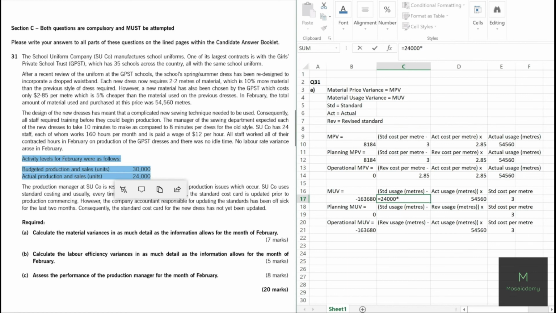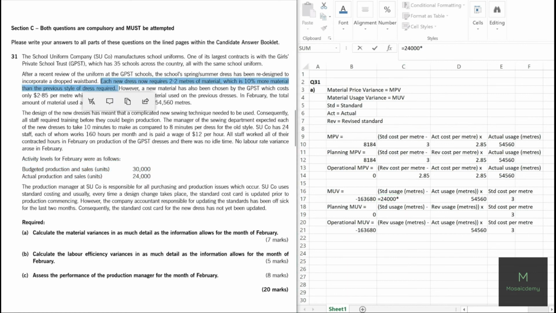And that was mentioned right in the beginning, right over here. It says each new dress requires 2.2 meters of material, which is 10% more material than the previous style of dress required. So each new dress requires 2.2 meters, meaning that's the revised design of the dress.